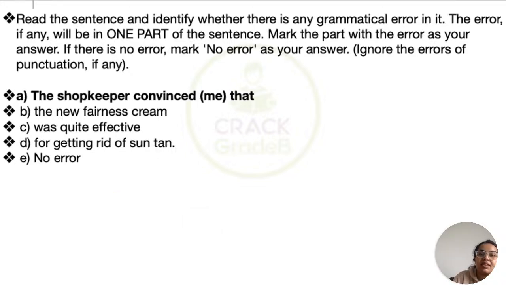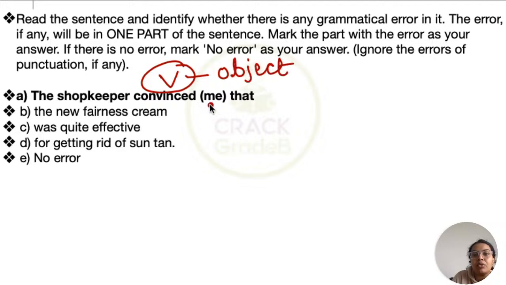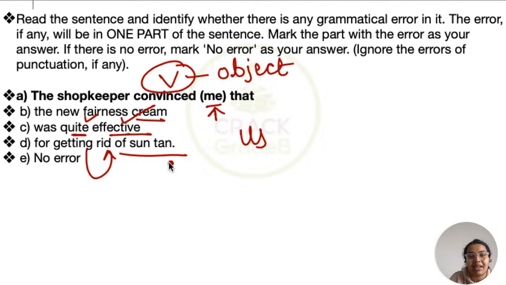So convince is a transitive verb, which means we need to add an object after this verb, where we talk about who did it or who the action was done on. So the shopkeeper convinced me, or you can go with us, that the new cream, which is fairness cream, was quite effective. Adverb, adjective. Effective in or for, both work. So this is not wrong. Effective for getting rid of suntan. Every other thing is in its place and correct.